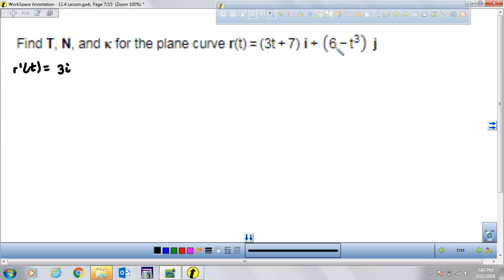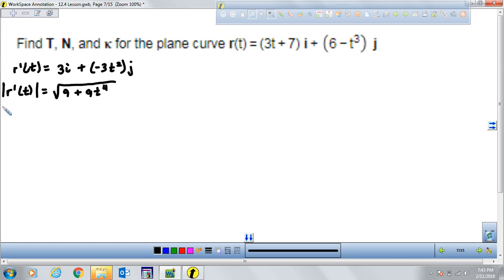the derivative of the 6 is 0. The derivative of negative t cubed is going to be negative 3t squared, and that is my j component. Now we need to divide it by its magnitude, but we need to find the magnitude. So square root of 3 squared, which is 9, plus negative 3t squared, squared. If I square the negative 3, it becomes a 9. If I square the t squared, it becomes t to the 4th power.